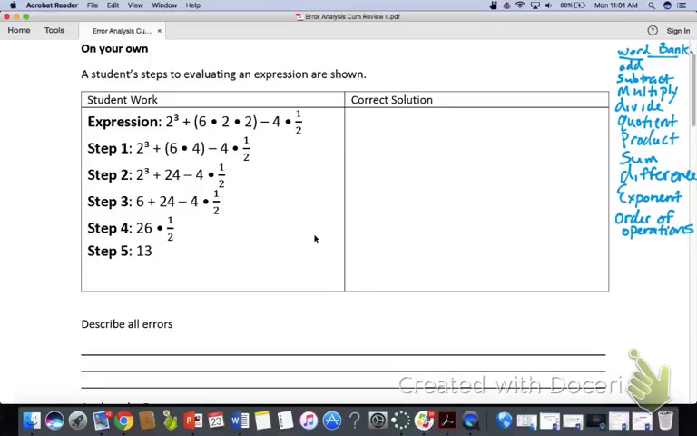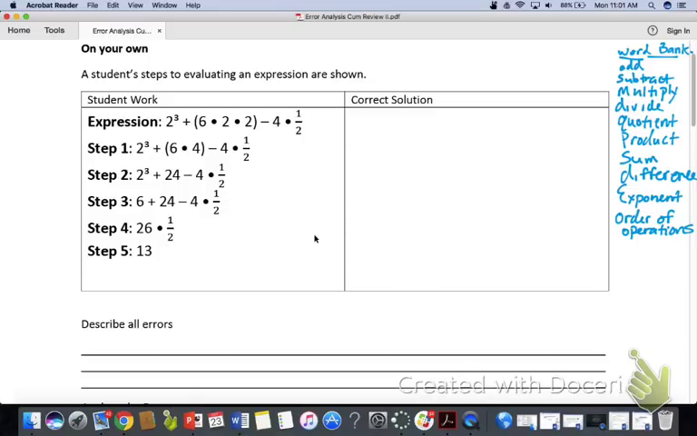This is something called an error analysis, and this is a type of question you're going to see on your I-STEP. You're also going to see it at the end of this lesson as a collaborative problem, although I don't want you to do it collaboratively. I think I want you to do it individually. So that being said, this problem, if you read it, says to do on your own.